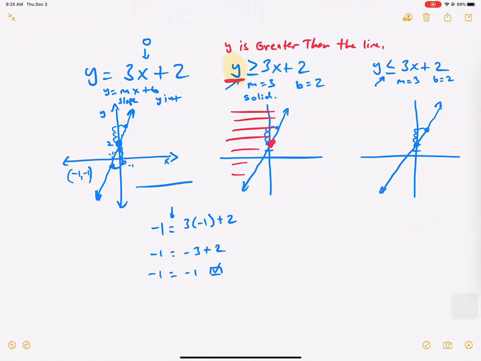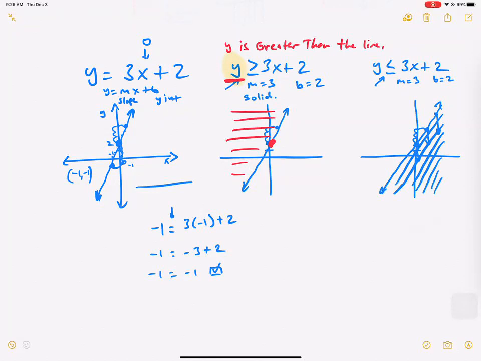If you put your pencil on the graph, when I say y is less than, remember y goes up and down, right? This is y. Y is less than the line. All these values down here are less than the line. And that's the way we would shade.